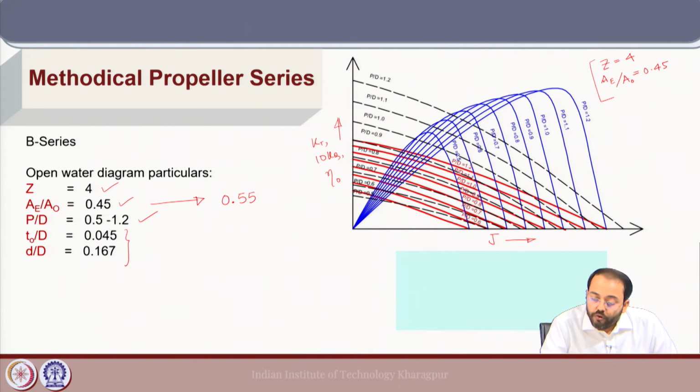So, if we go from this to any other basic constants, for example, if we take Z equal to 5 or Z equal to 6 or keep the Z constant and change the AE by A0 value, then this entire diagram will be changed, and that will again create a new set of curves which will be part of the larger data set.